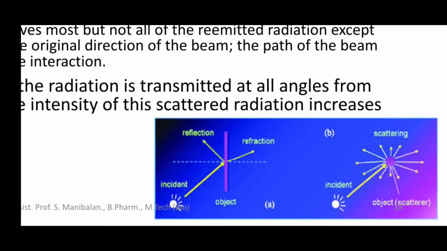The incident light we are giving from the sun, that is I naught, gets reflected at a particular angle, and refraction is when it crosses into the medium. This is the difference between refraction and reflection. In picture B you can see what is called scattering. The direction of the incident light, the source path, is not affected because of constructive interference, but it can destroy waves in other directions.